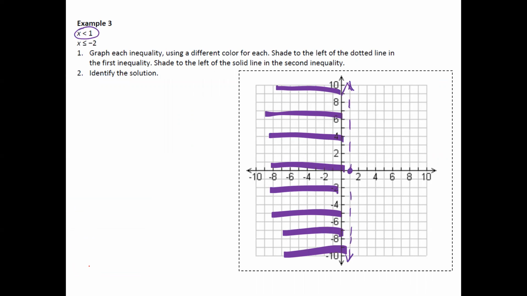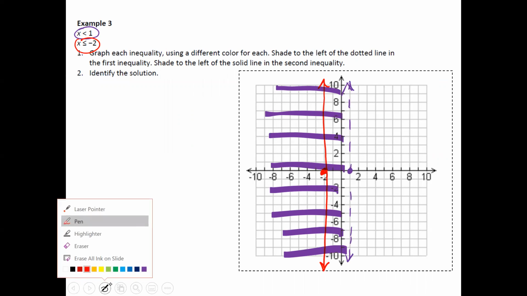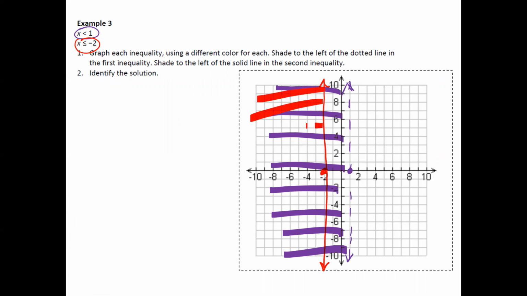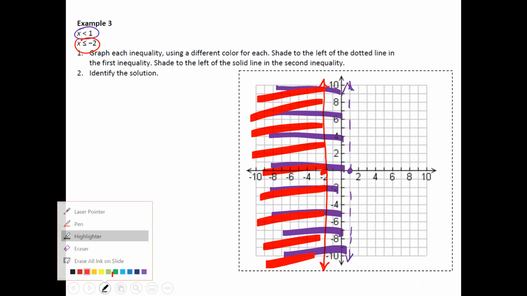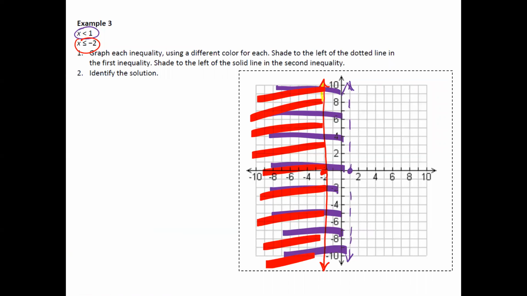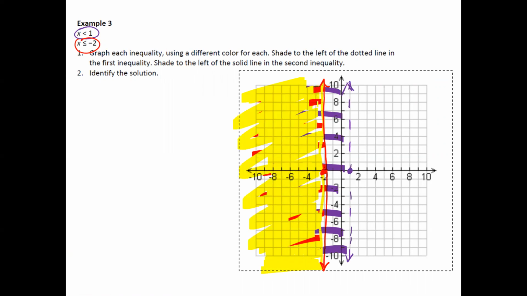Now let's take a look at the next equation. X is greater than -2, so at -2, you're going to have a solid line like this. And then because it is also less than -2, you're going to be shading the left side of the solid line. Now, do you see where the purple and the red crisscross? So right behind this red line, any of the answers past this red line is sufficient and it works. So any of this yellow area will be your answer.